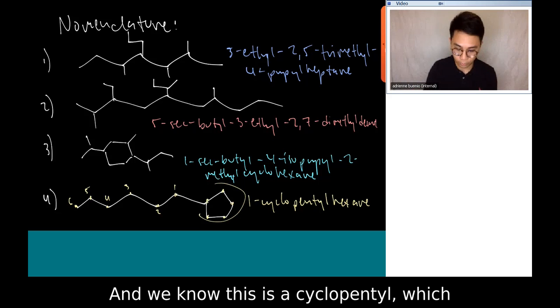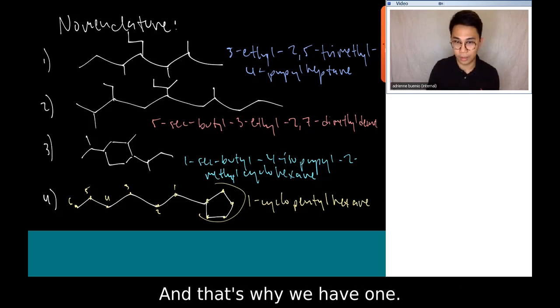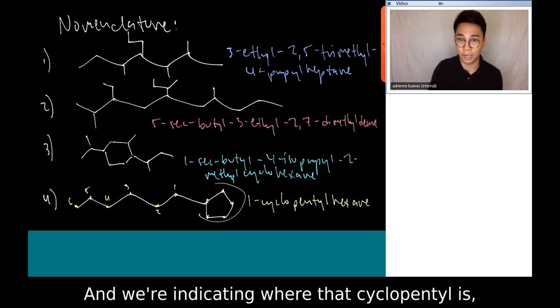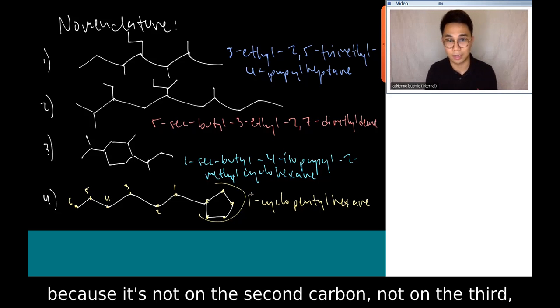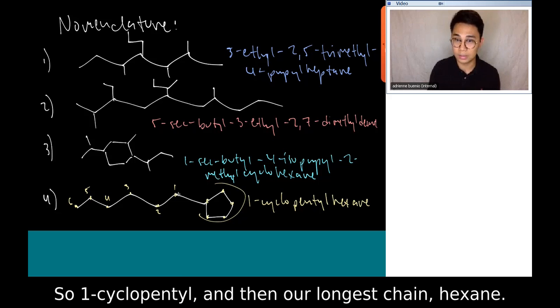2, 3, 4, 5, 6. And we know this is a cyclopentyl, which is what we have here, right? And that's why we have 1. And we're indicating where that cyclopentyl is, right? Because it's not on the second carbon, not on the third, not on the fourth. It's on the first carbon. So 1 cyclopentyl, and then our longest chain, hexane, right?